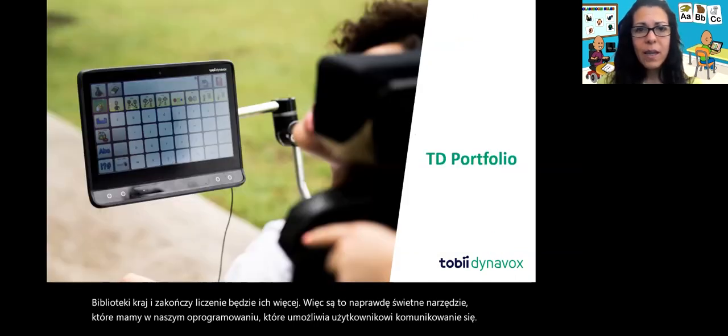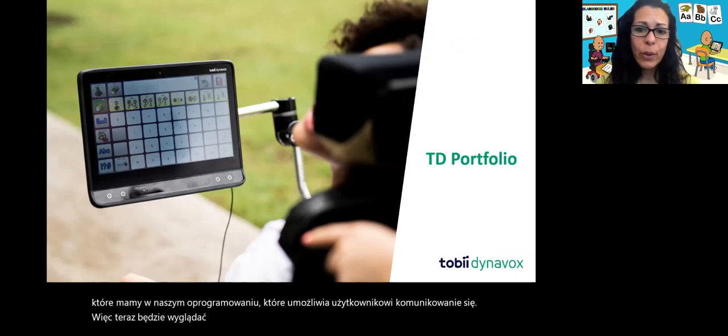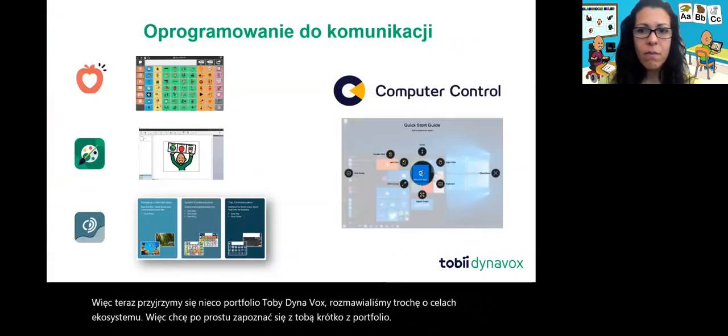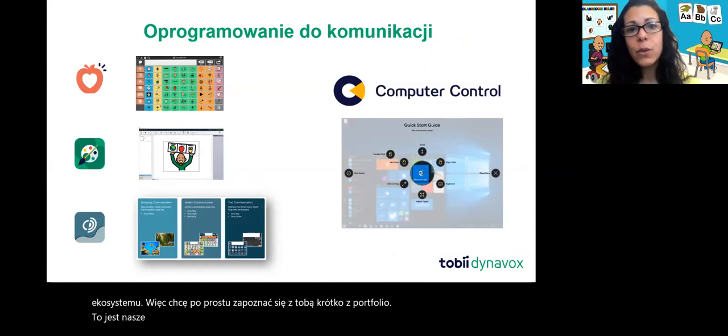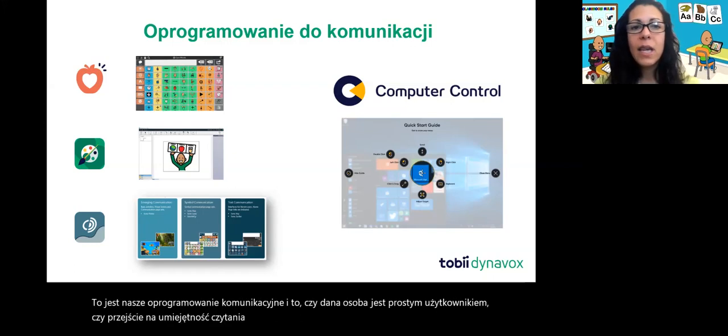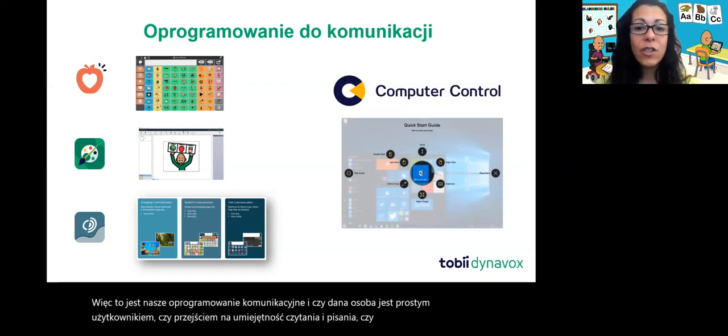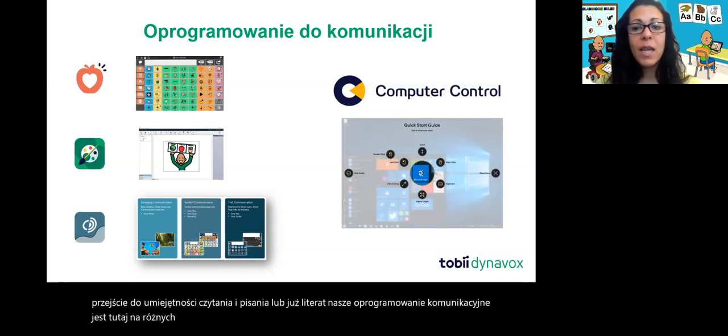So now we'll look a little bit at the Tobii Dynavox portfolio. We talked a little bit about the goals of the ecosystem, so I just want to familiarize you briefly with the portfolio. So these are our communication software, and whether the person is a symbol user or transitioning to literacy or already literate, our communication software is here for various stages and for the support system around the user: therapists, family, caretakers, and the user, him or herself.